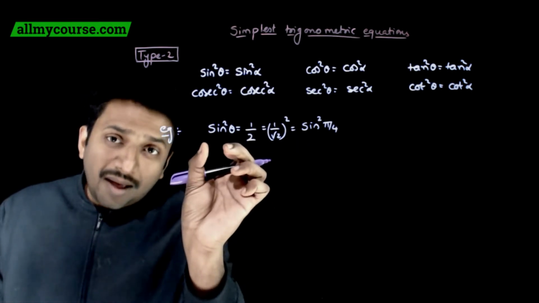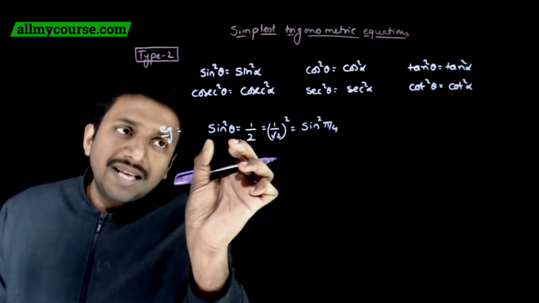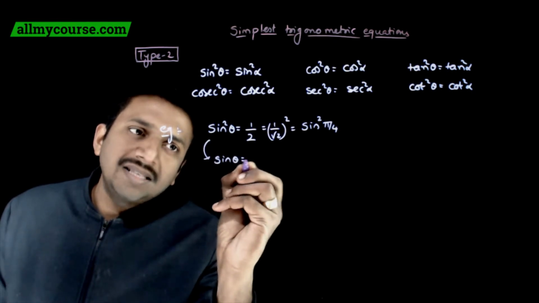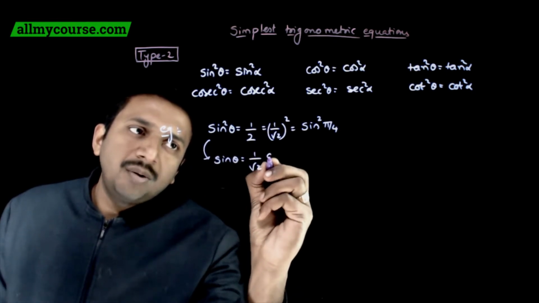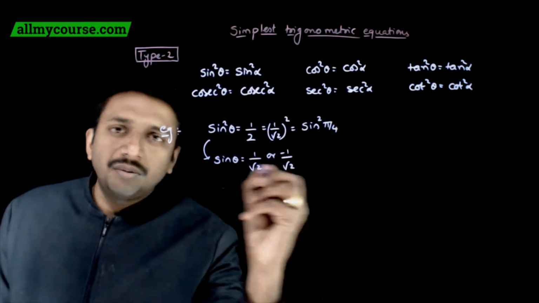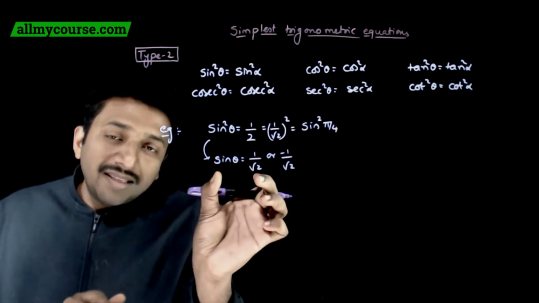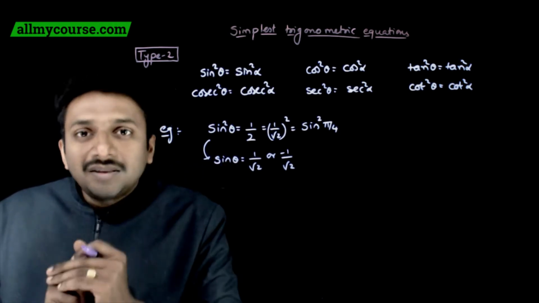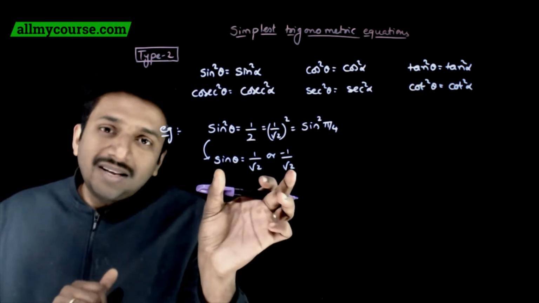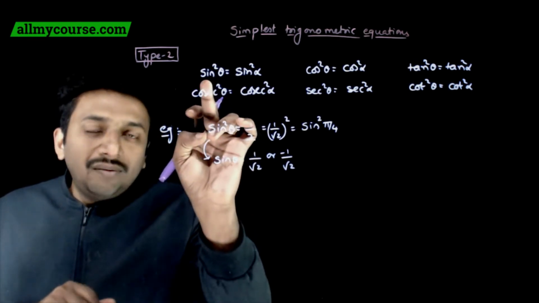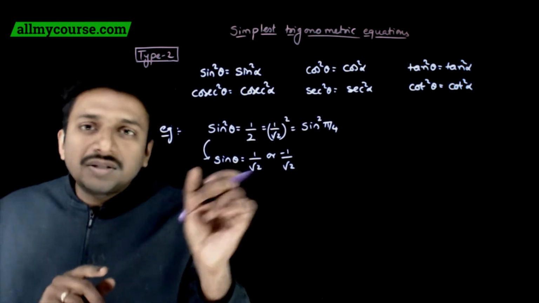Now I'll try to solve this equation. So sine square theta is equal to 1 by 2. This implies sine theta is equal to either plus 1 by root 2 or minus 1 by root 2. So now sine theta is equal to plus 1 by root 2 became the equation of type 1. Sine theta is equal to minus 1 by root 2 is also an equation of type 1. So the equation of type 2 contains two equations of type 1.